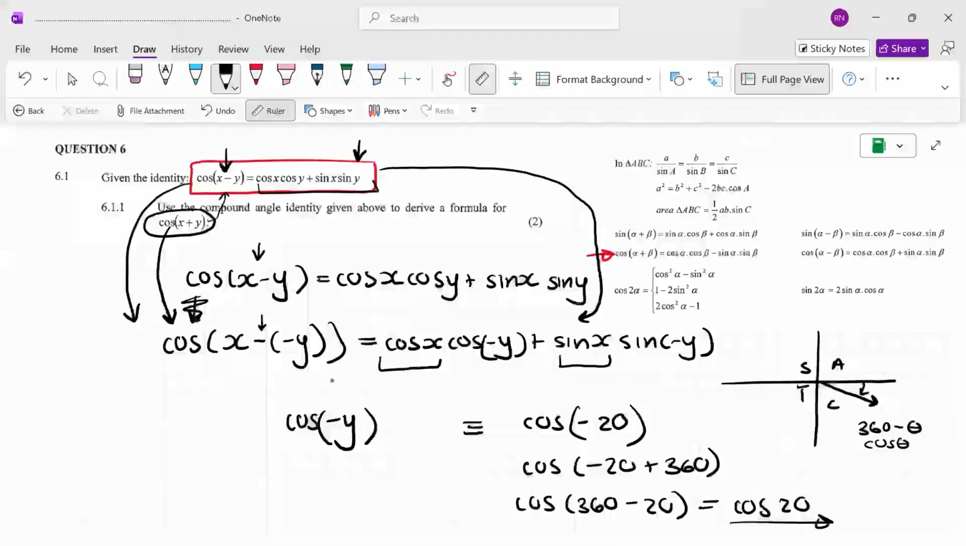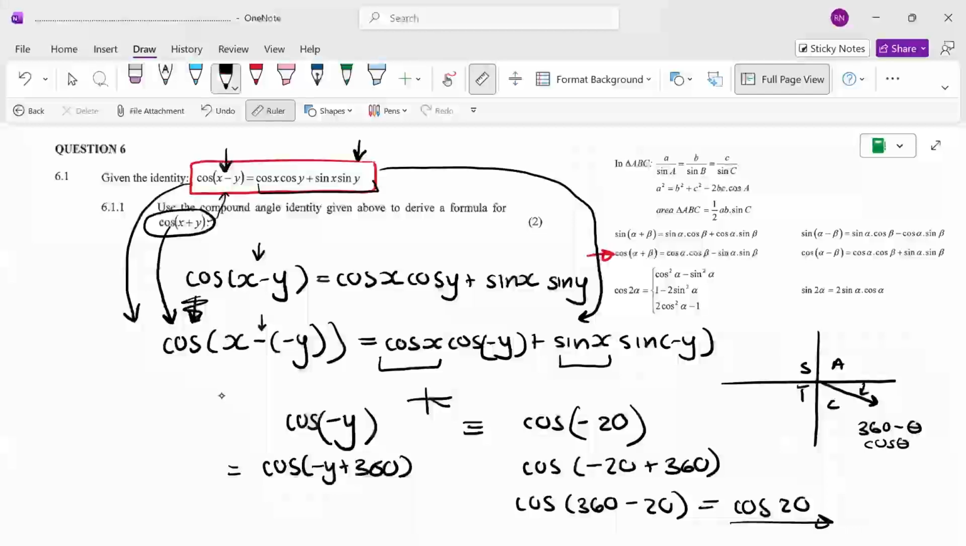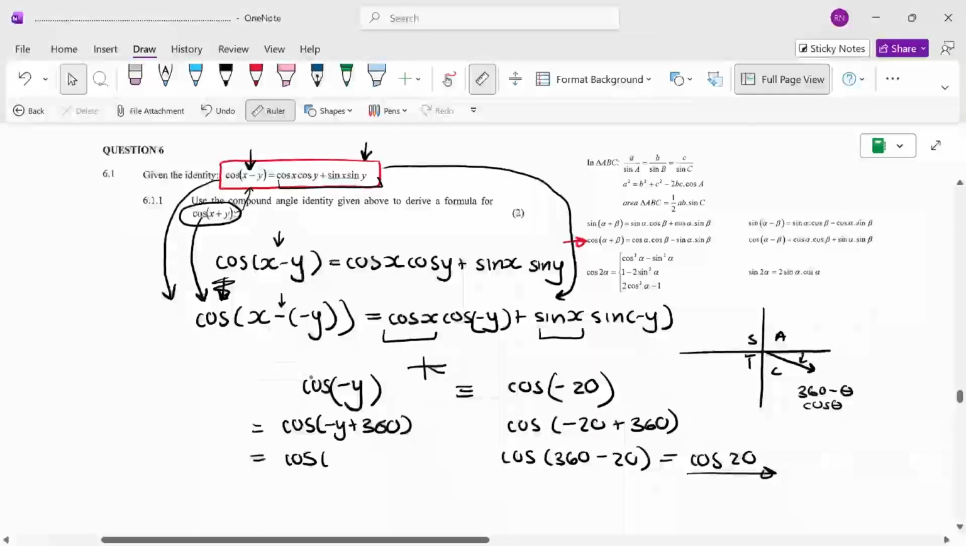I want to do the same thing here. So I'm going to say cos of negative y would be somewhere here. But I can't work with negative angles. I need to add 360 to this. So this would be cos of minus y plus 360, which is the same as cos of 360 minus y. Cos of 360 minus y, right?